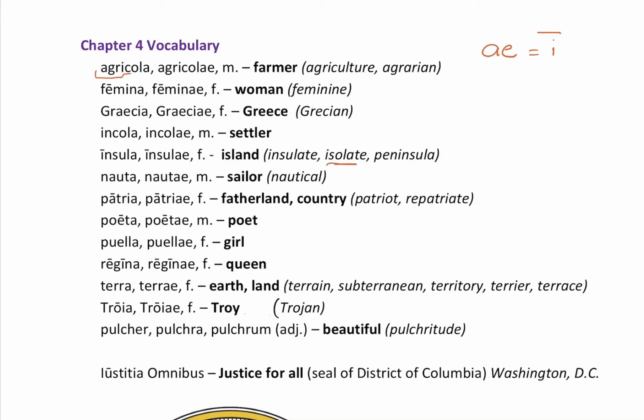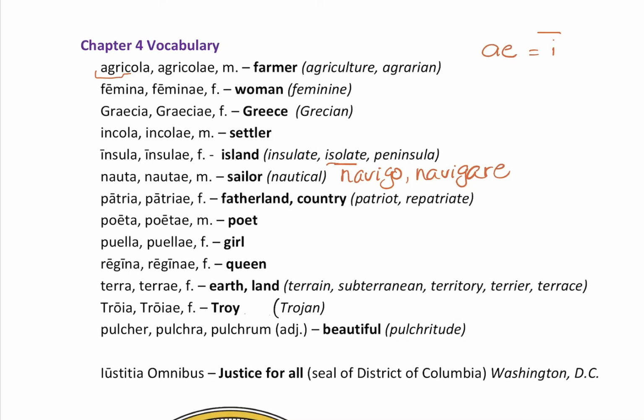So nauta, nautae means sailor. We get the word nautical from it. You see it looks a little bit like the verb you learned earlier, navigo, navigare, like a sailor sails. Sometimes verbs and nouns are related, so it looks a little bit like that.